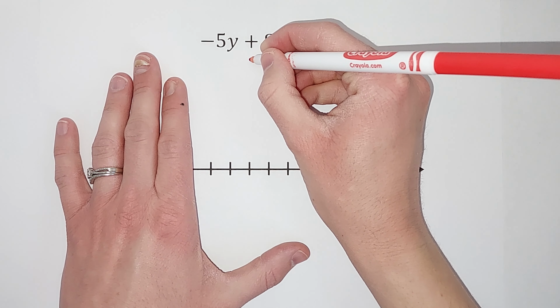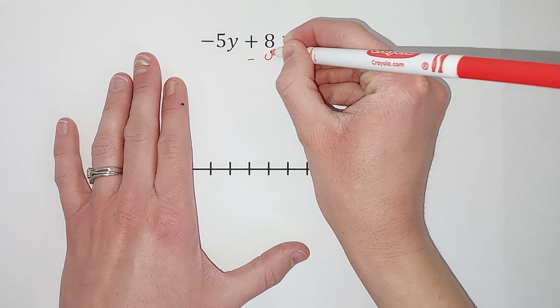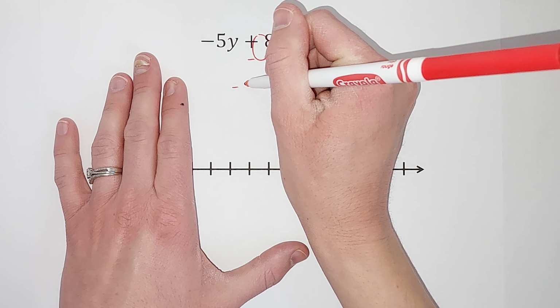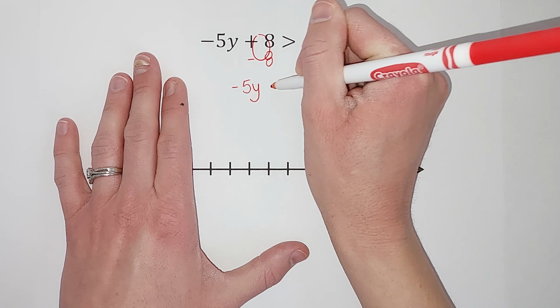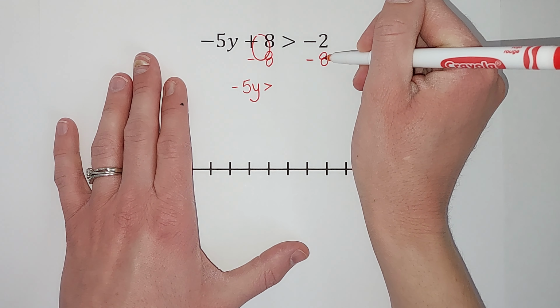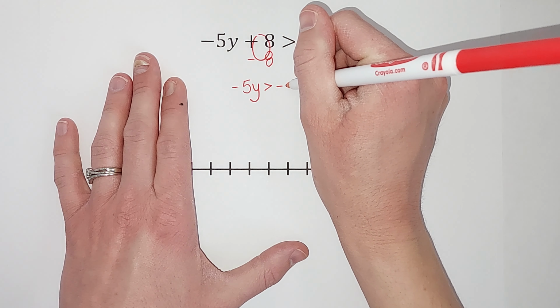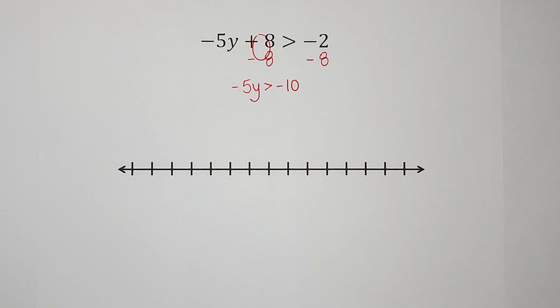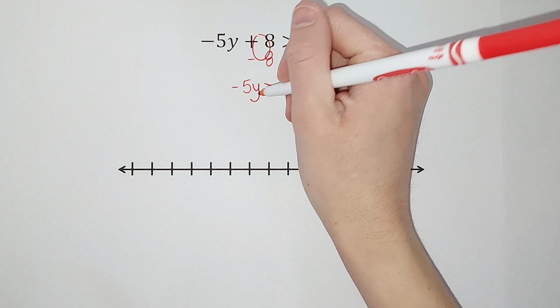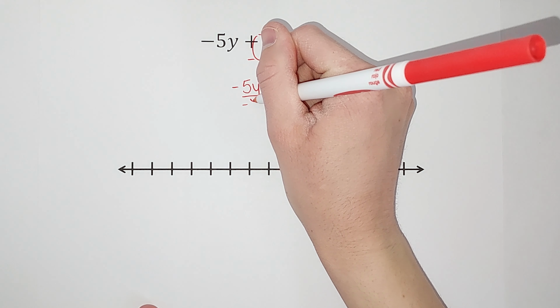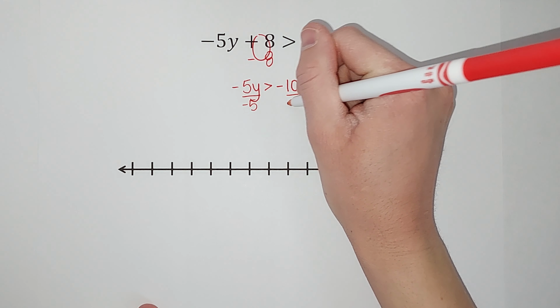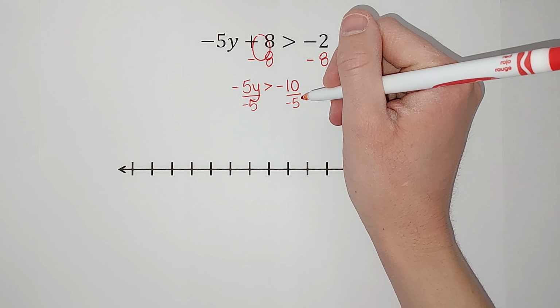Okay, so I'm going to subtract 8 from both sides because this is going to help get y alone, right? So I've got negative 5y is greater than negative 8 minus 2 gives me negative 10. Okay, next to get y alone, I need to divide off that negative 5, and this is when you should have alarm bells going off when you are doing inequalities. Whenever we multiply or divide both sides by a negative, you flip the sign, okay?